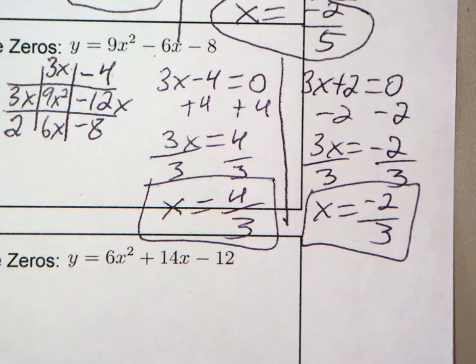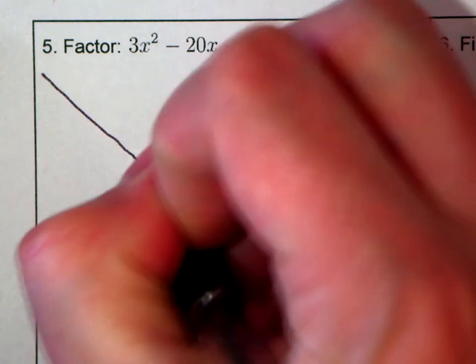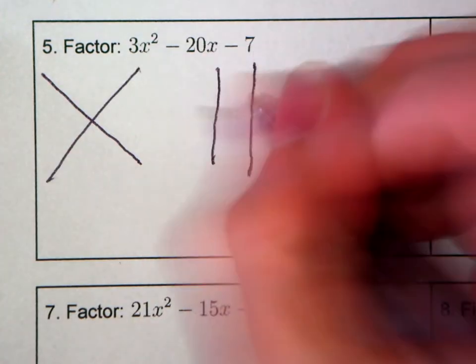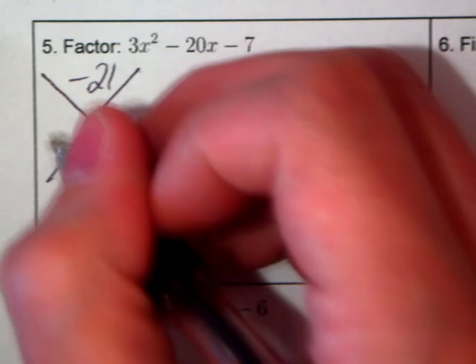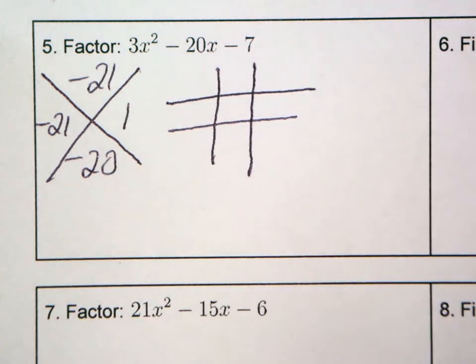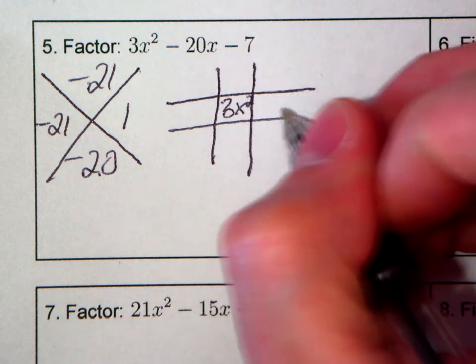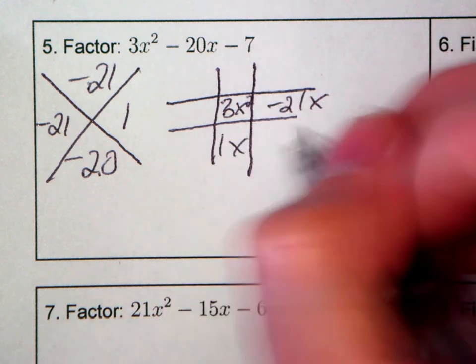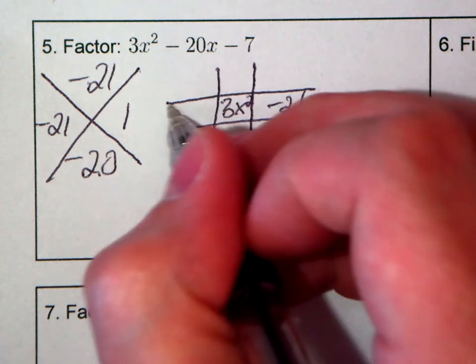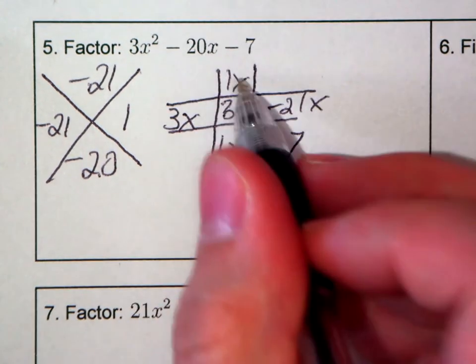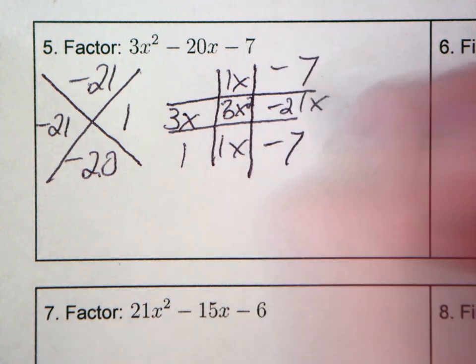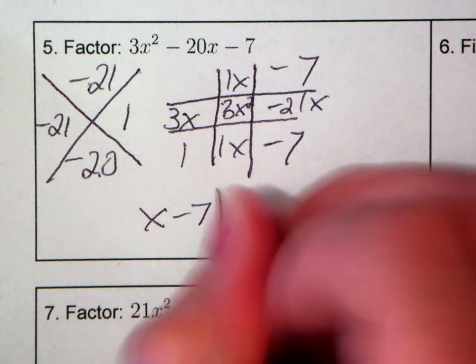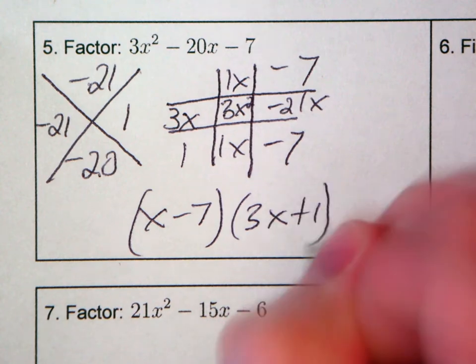You have to get those 4 right to earn a 2, so I'm going to go a little bit faster for the rest. Starting with number 5, we'll use the x box method. 3 times negative 7 is negative 21. Put a negative 20 down here. So negative 21 times a positive 1. Product of negative 21 adds up to negative 20. 3x squared, negative 21x, 1x, and negative 7. This has to be 3x and 1x. 1x times 1 is 1. 3x times negative 7. My two factors, x minus 7, 3x plus 1.